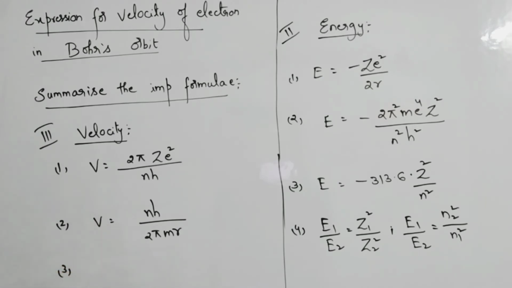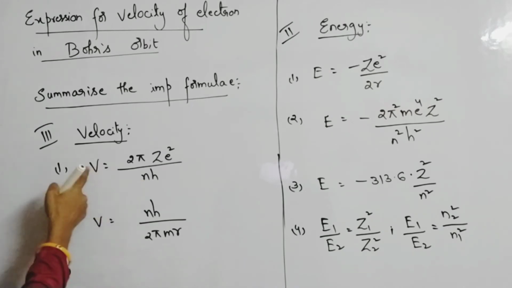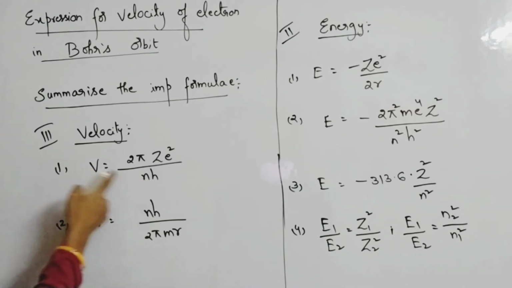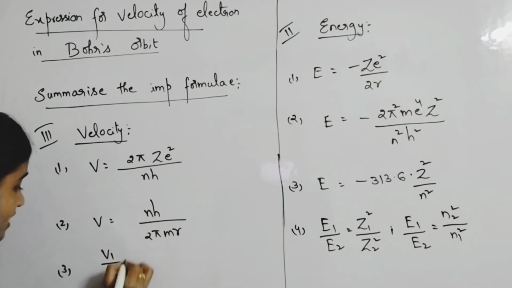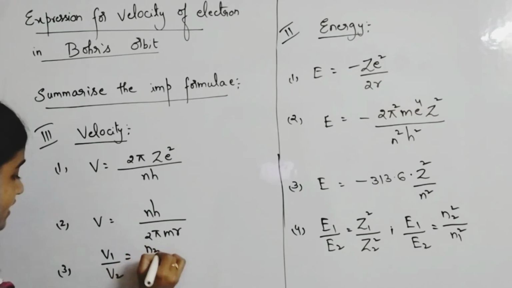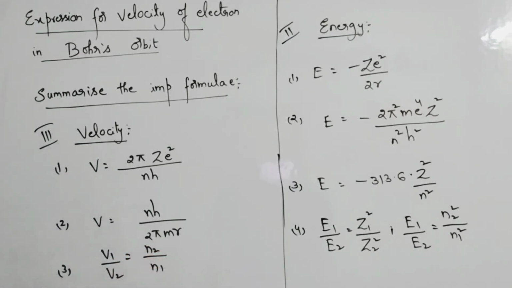And third formula is what? V1 by V2 is equal to n2 by n1, as V and n are inversely proportional. As V and n are inversely proportional, we can get the formula to be what? V1 by V2 is equal to n2 by n1. That is third formula.